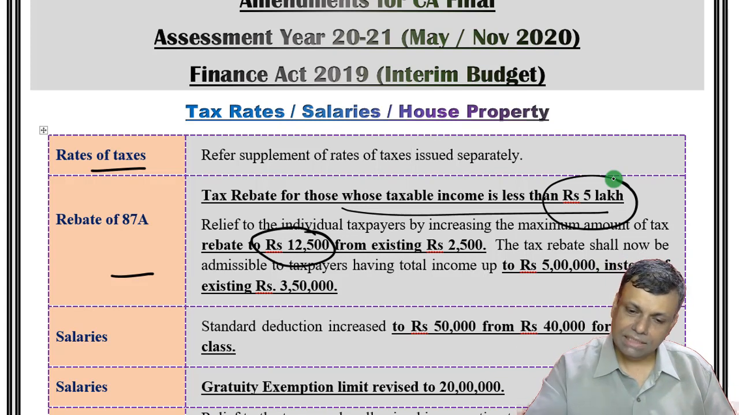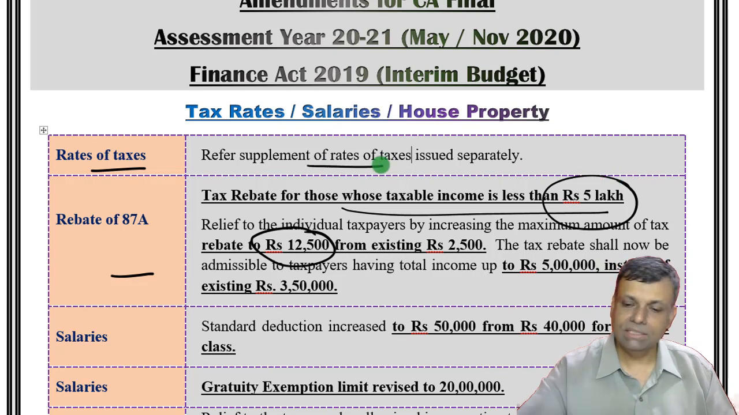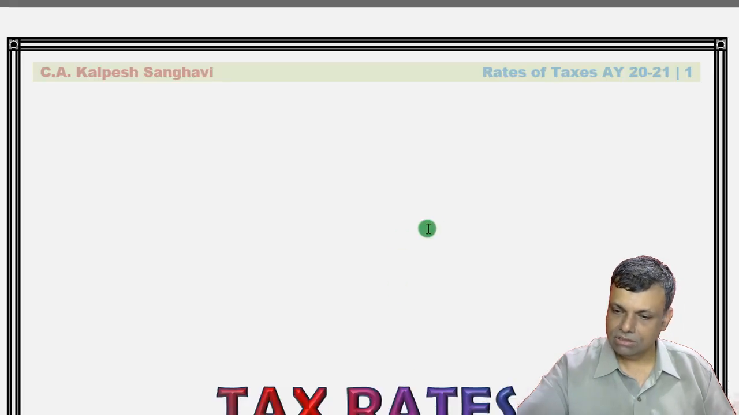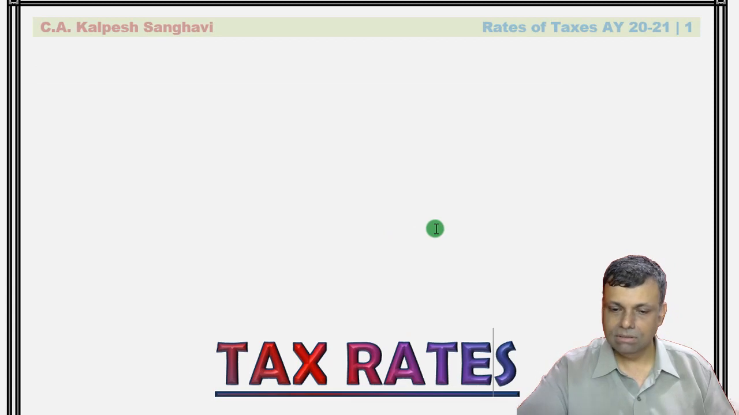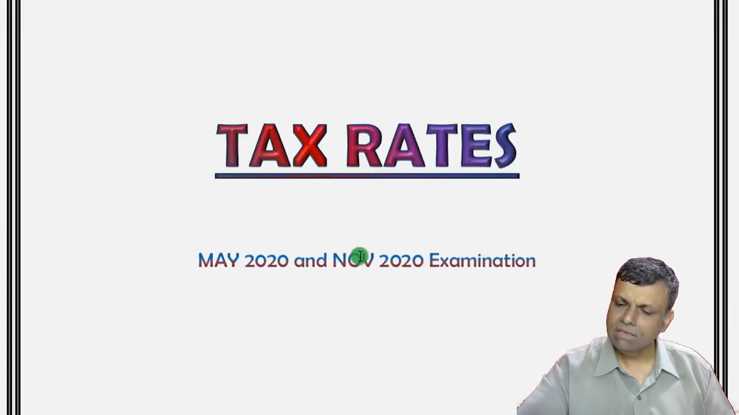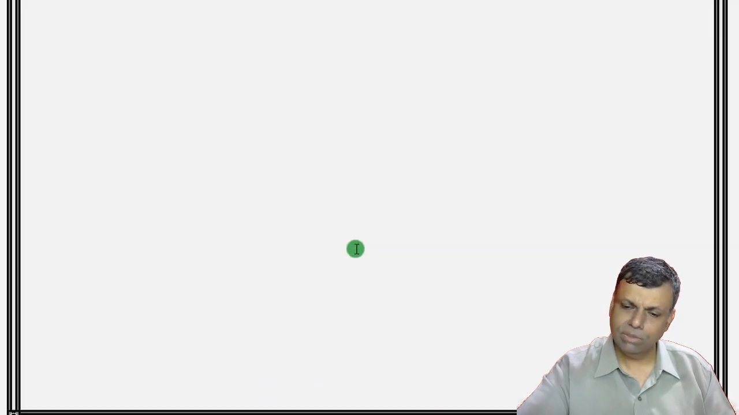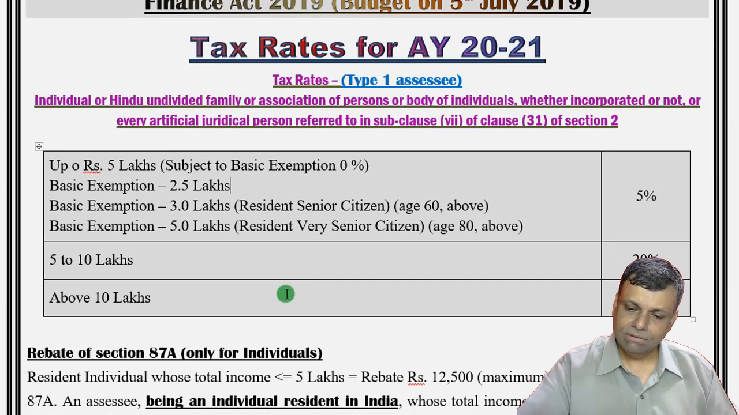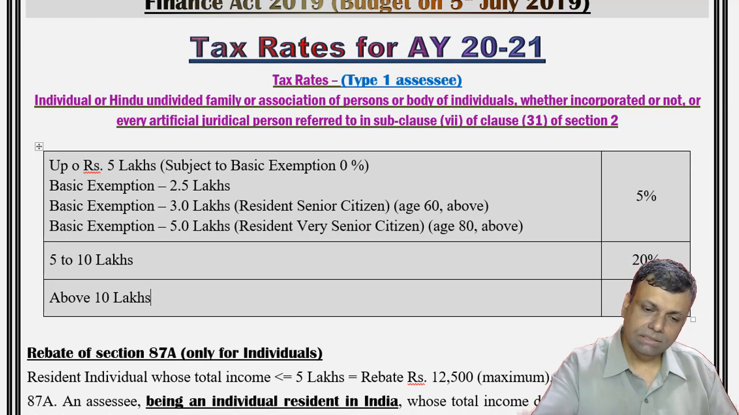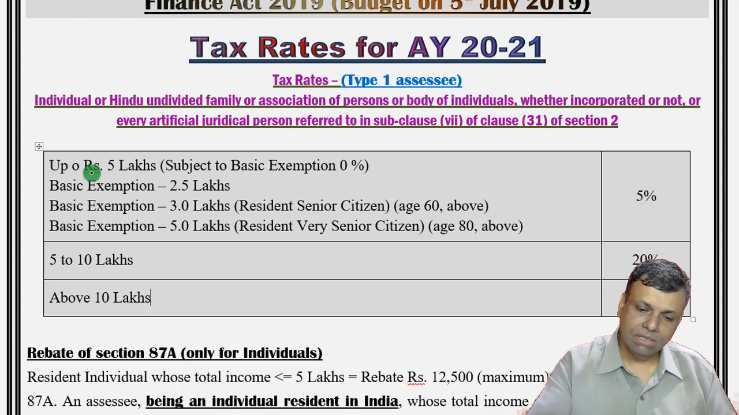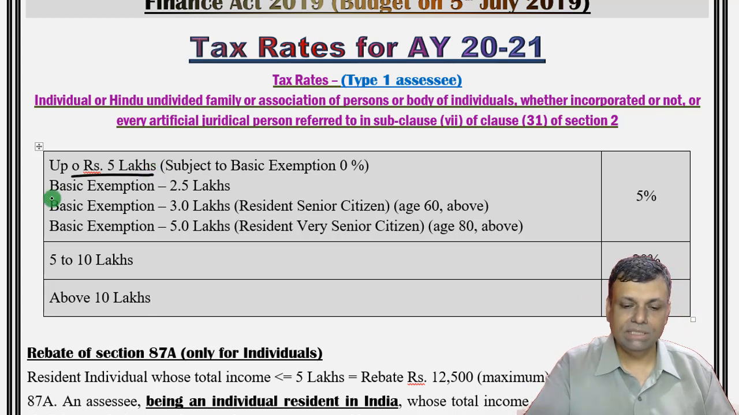Now first of all, friends, let me take up these particular rates of taxes and bring up the discussion of these rates of taxes with you. This is one separate supplement with respect to the tax rates, which I make every year, and this is assessment year 2021. Okay, now see, in the tax rate, friends, as such there is no change in terms of the slabs. So the slabs remain the same, that up to rupees 5 lakhs subject to basic exemption.